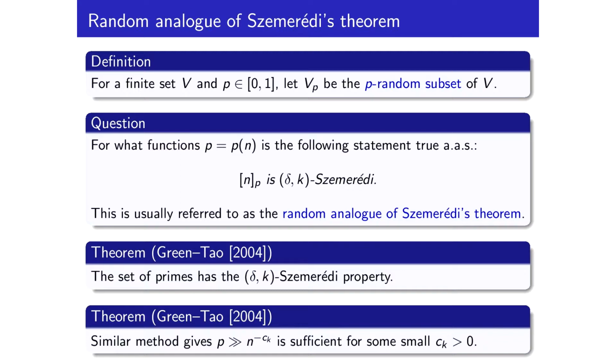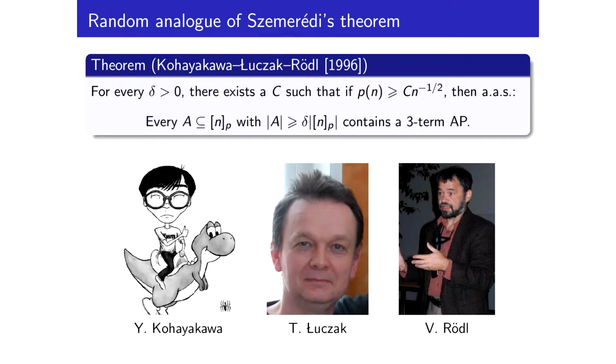And Green and Tao pointed out that their methods prove that if p is larger than n to the minus c_k, where c_k is a small constant, then the random integers have the delta k Szemerédi property. Here I should point out that this question was phrased by Kohayakawa, Łuczak and Rödl in '96, and they actually settled the case when k is equal to 3, determining the best possible value for p.